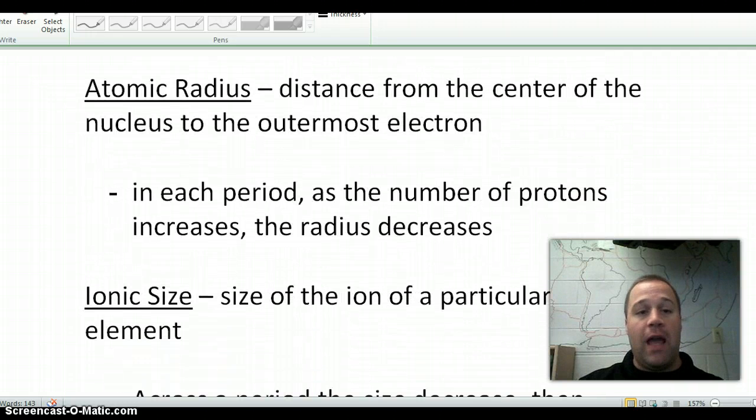For the trends we're going to look at, the first one is atomic radius. That's just the distance from the center of the nucleus out to the outermost electrons. In a period, as the number of protons increases, the radius decreases. Meaning, as we look across a row, the smallest atoms are going to be the ones on the right-hand side. The reason being they all have the same number of energy levels in a period, and so the one on the furthest right has the most protons for relatively the same number of electrons. As you go down the periodic table, the atoms get bigger because you're adding a different energy level. And we're going to draw this out on the periodic table in just a second.